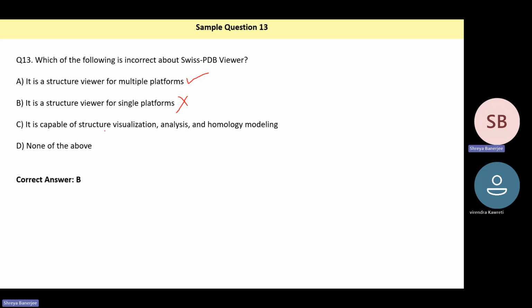Option C is saying it is capable of structure visualization, analysis, and homology modeling. This is also true. Swiss PDB Viewer is like PyMol. You can observe the structure, you can analyze the distances between different amino acids, you can superimpose two structures. So C is also true. So the incorrect statement is option B.